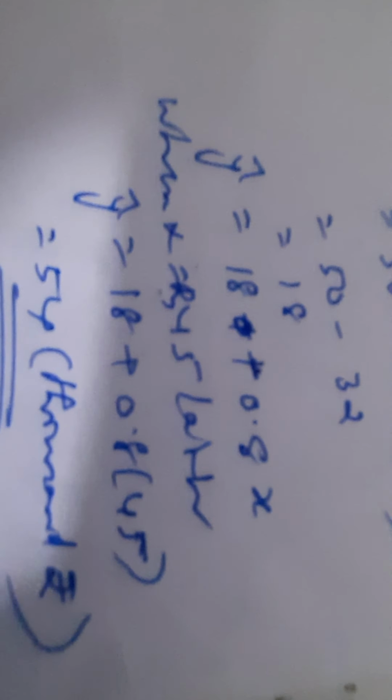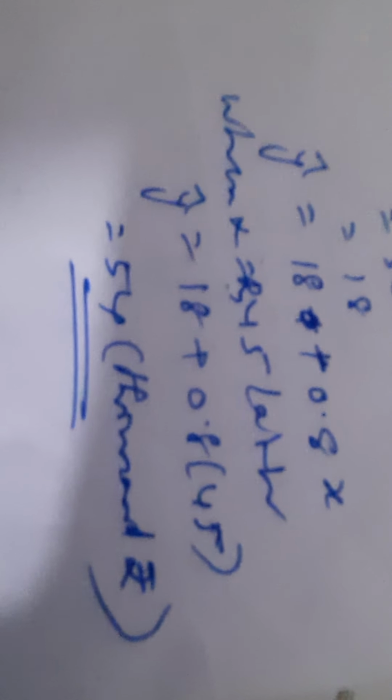So b we got. A is y bar minus b x bar. 50 minus 0.8 into 40, that is 50 minus 32 is 18. So y cap is equal to 18 plus 0.8x. X is given as 45 lakhs here. So y cap is equal to 18 plus 0.8 into 45. That is equal to 54,000 rupees. That is the final answer. So this way you can complete this exercise.